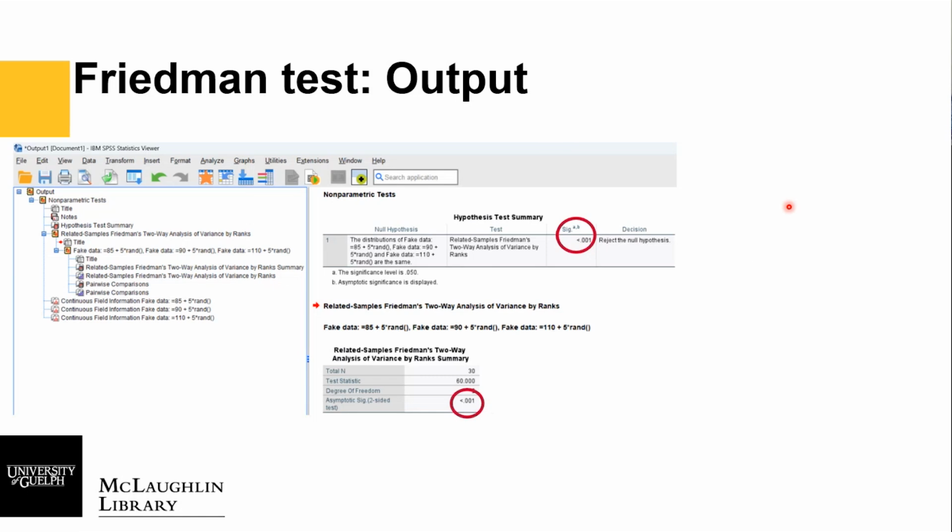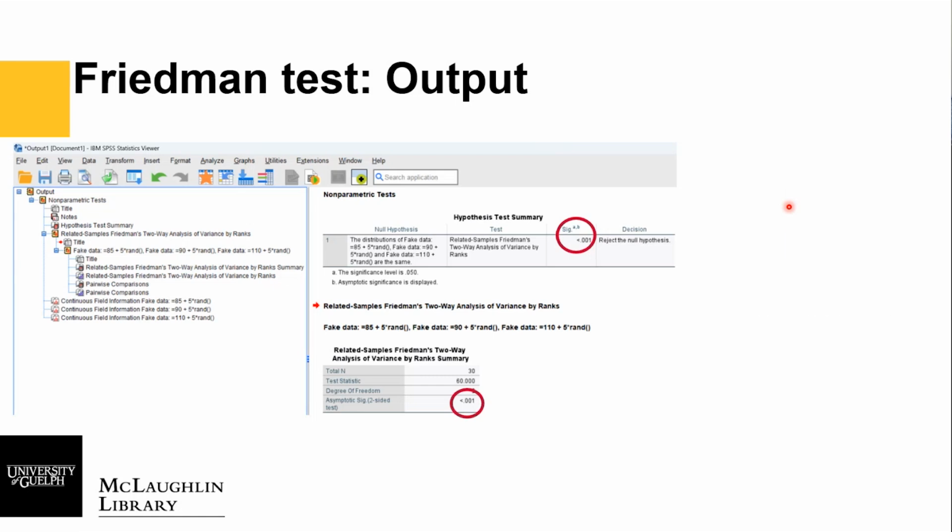So here we have a p-value less than 0.05, which means we have statistical significance. We have found a difference between our groups. We don't know where yet. We don't know where those differences are, but somewhere our Friedman test has told us we have differences between fake data 1, fake data 2, and fake data 3.